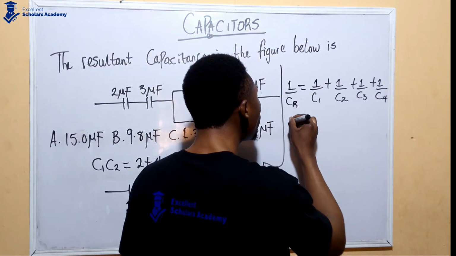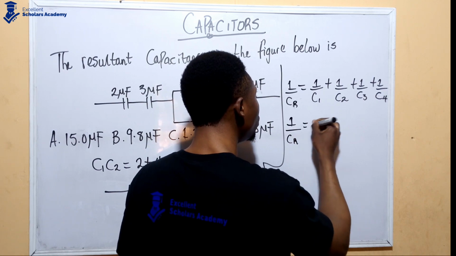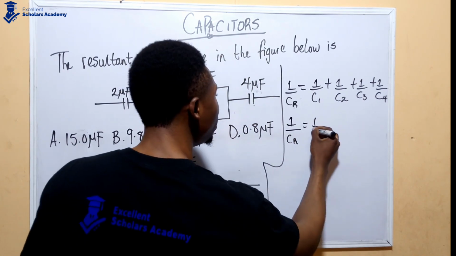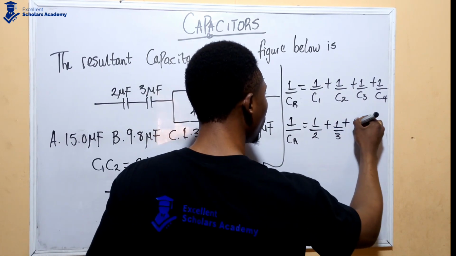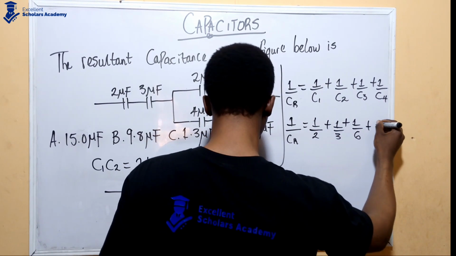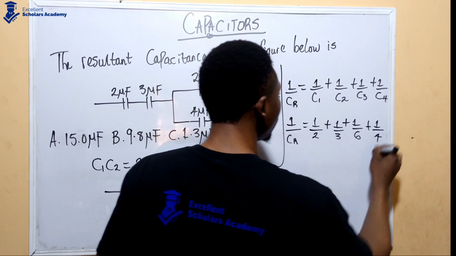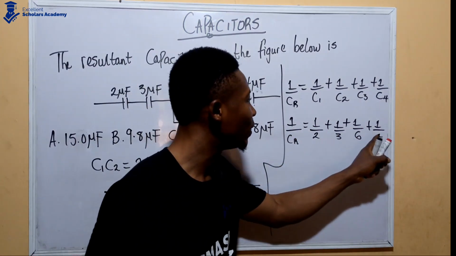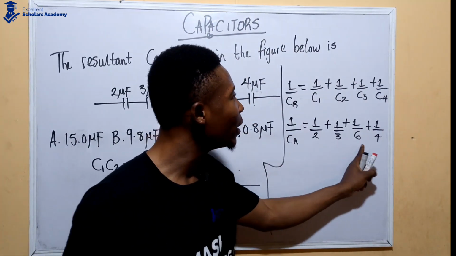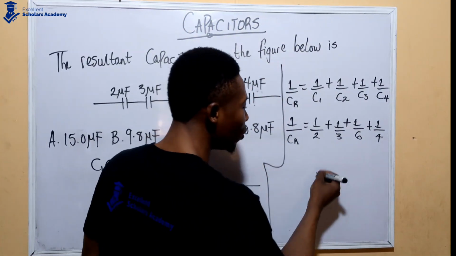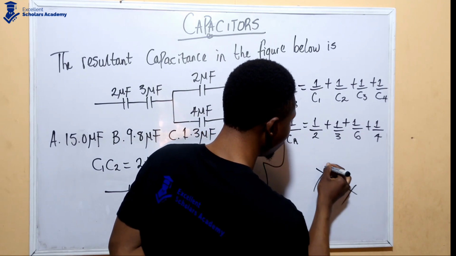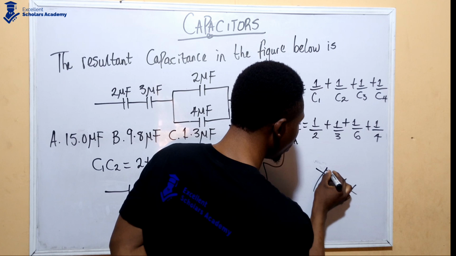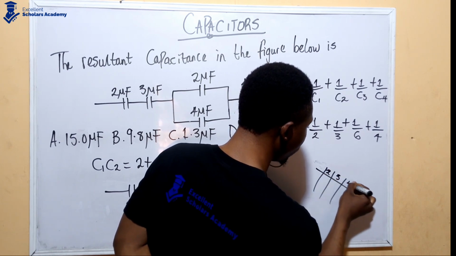So it becomes 1 over CR is equal to 1 over 2 plus 1 over 3 plus 1 over 6 plus 1 over 4. Now, for us to add this together, we're going to find the LCM. So what's the LCM of 2, 3, 6, and 4? Actually, it should be 6, but let's check it out. So this is 2, this is 3, this is 4, and then this is 6.